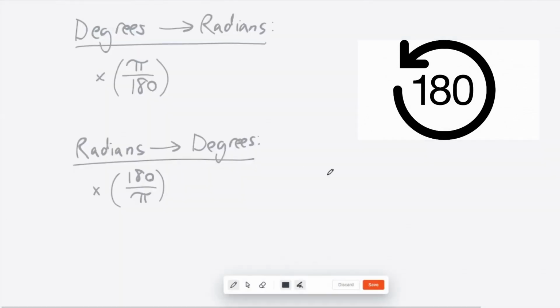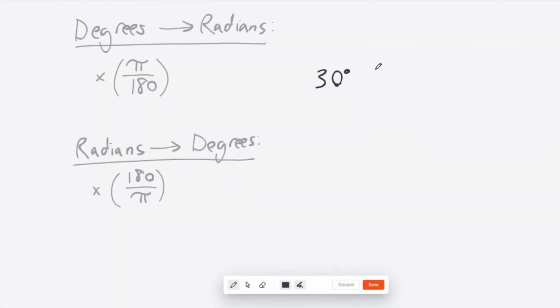So for example, if we had 30 degrees and we wanted to convert that into radians, then we would multiply by pi divided by 180. 30 divided by 180 can be simplified to just pi over 6. So 30 degrees would equal pi over 6 radians. So you can see that it's correct, but I think there's a better way.